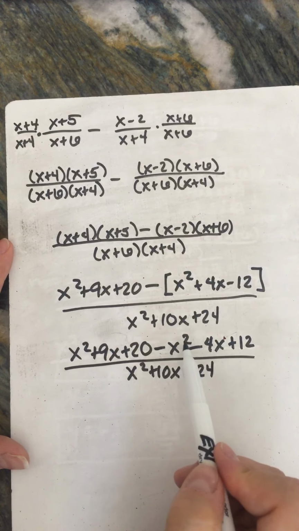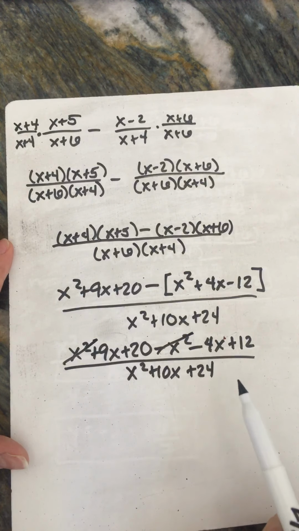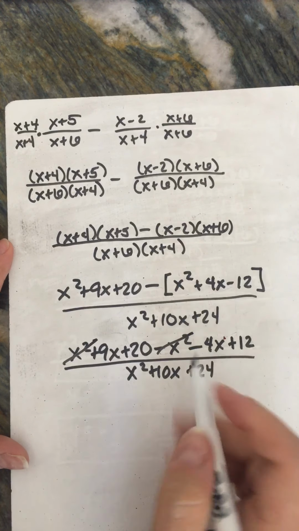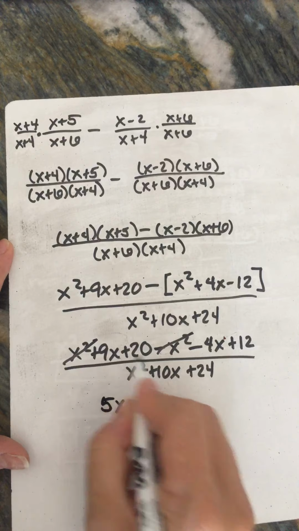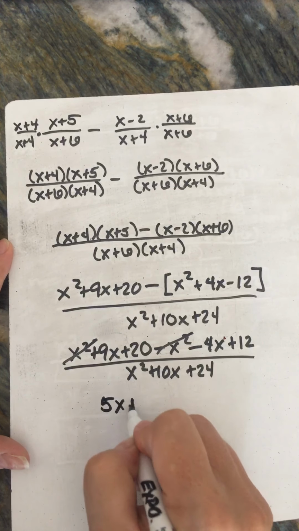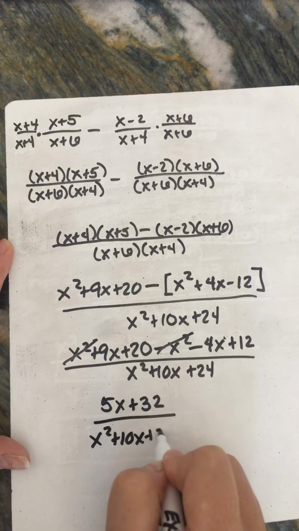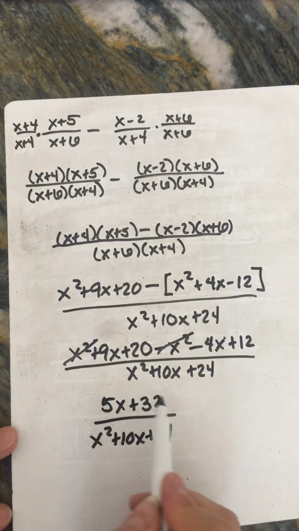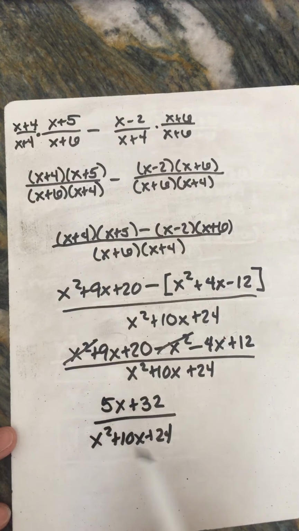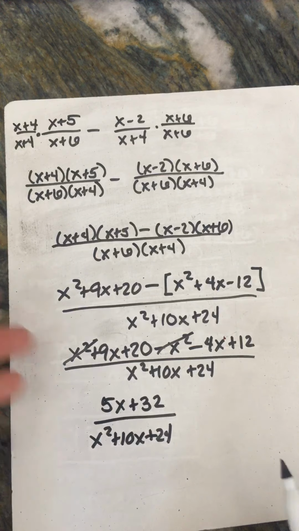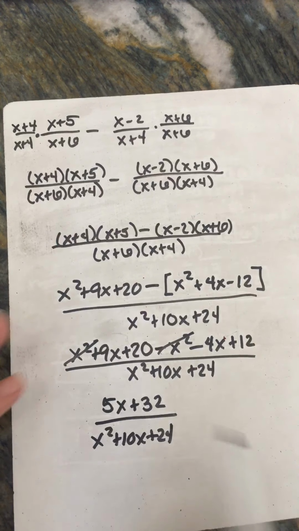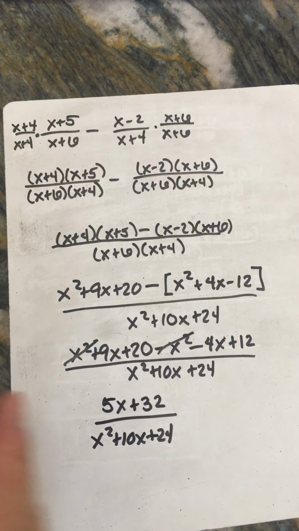All right, look at what happens to the x squareds. They subtract, they're gone. So I've got a 9x and a negative 4x. So I've got a 5x and a 20 and a 12, so a 32 over x squared plus 10x plus 24. Now there's no GCF in the numerator, so I am not going to need to factor anything out. And if you want to put the denominator back in factored form, you can. You can leave it this way. It's up to you. So there you are. Take your time. Go slow at first. You'll pick up the pace, I'm sure, with practice.